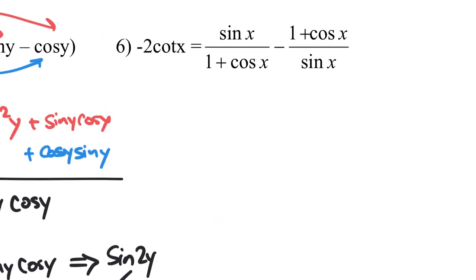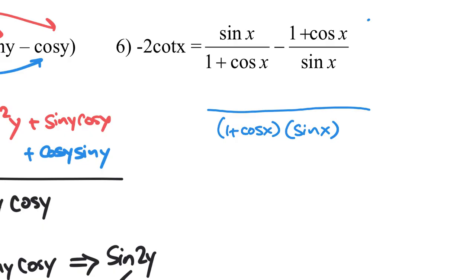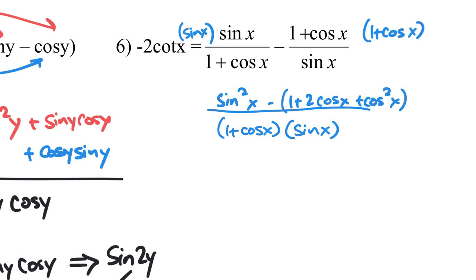Now we have negative 2 cotangent x equals sine x over 1 plus cosine x minus 1 plus cosine x over sine x. I'm not sure where we're going to end up, but my first instinct on a problem like this is to create a common denominator. I'm going to create that common denominator by multiplying by the other denominator in the problem. I'm going to create sine squared x minus 1 plus 2 cosine x plus cosine squared x.